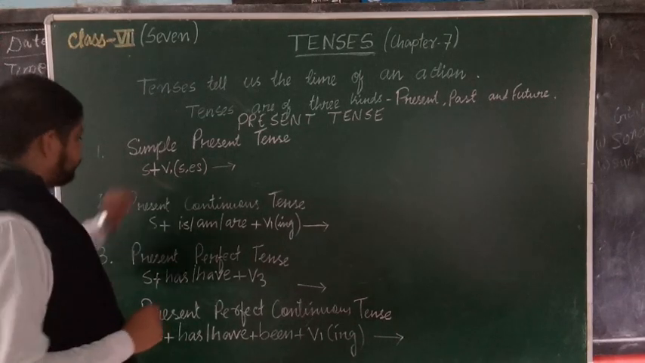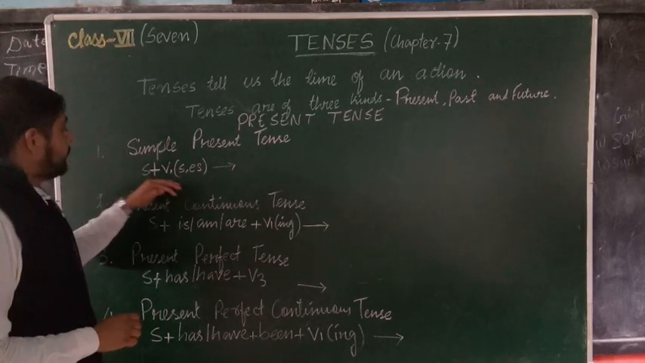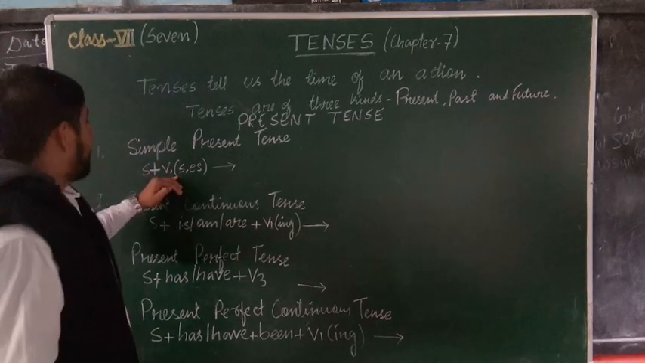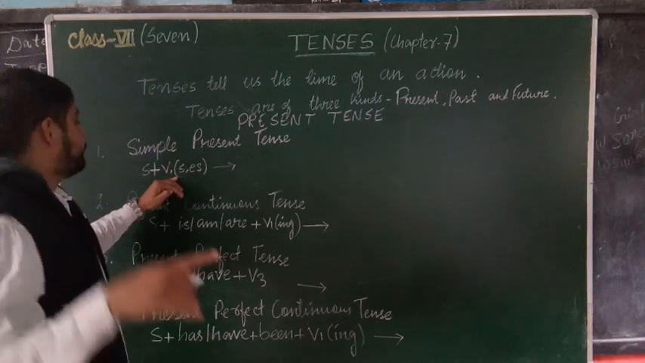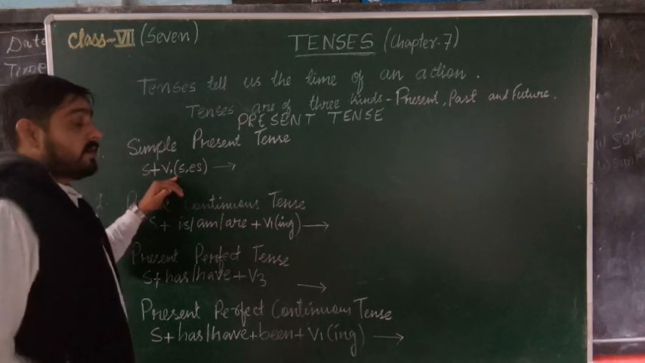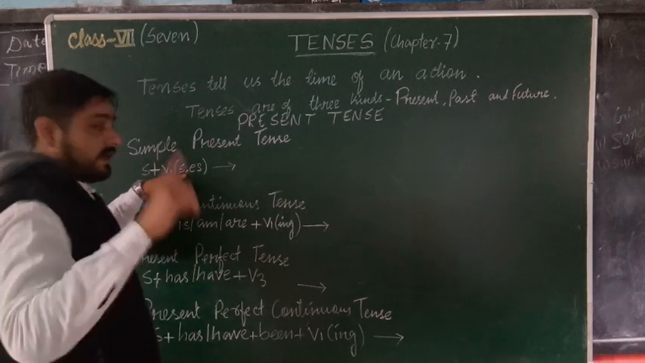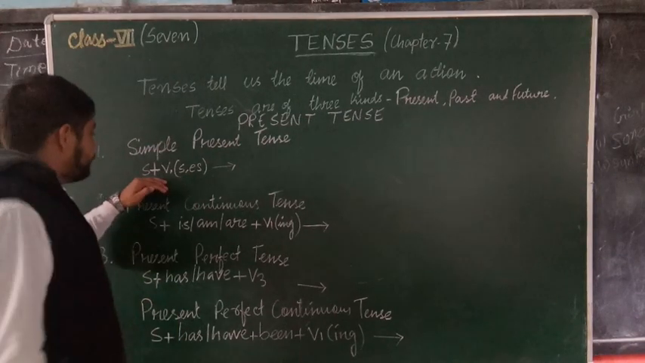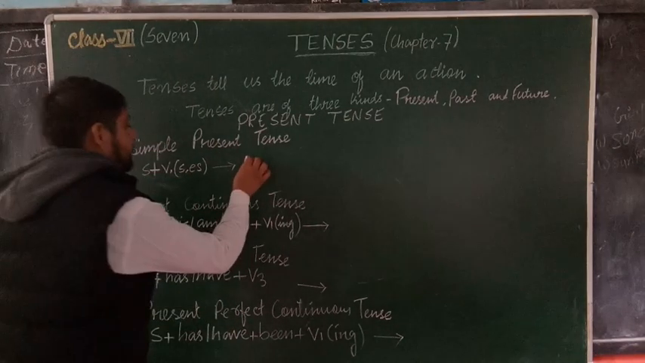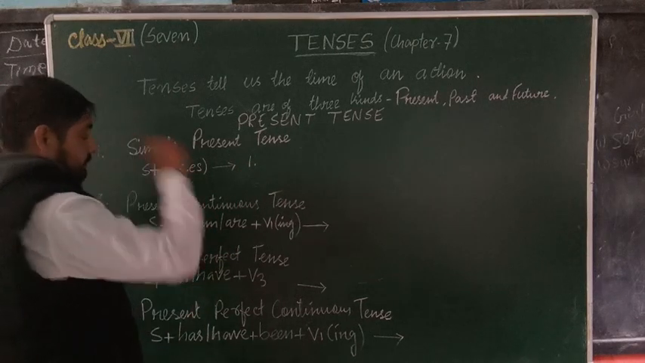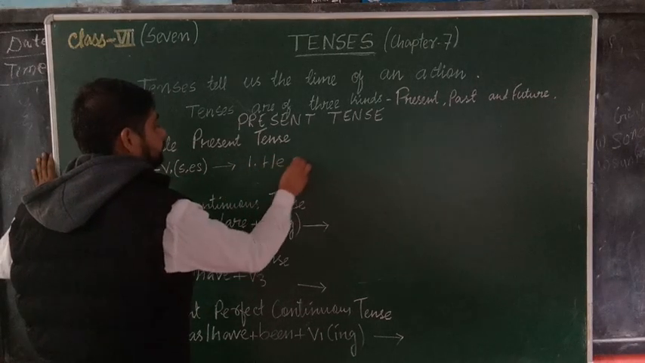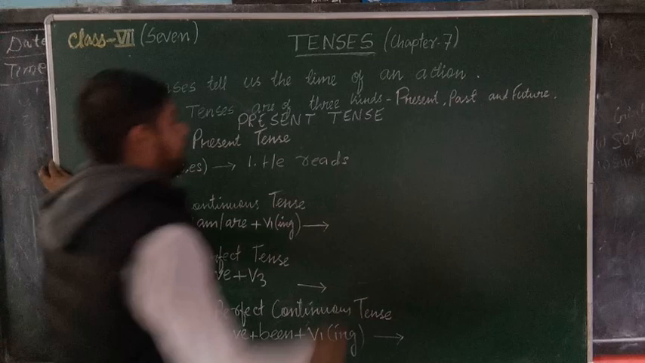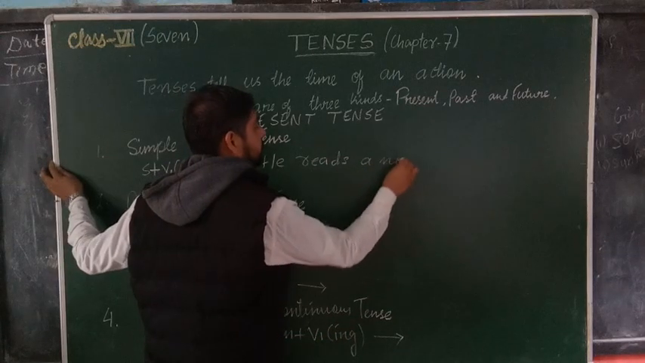You will find the subject, then the first form of the verb. Sometimes you may get only the first form of the verb, or you may get s or es. Now the question is when. See one example I am writing here: He reads a novel.